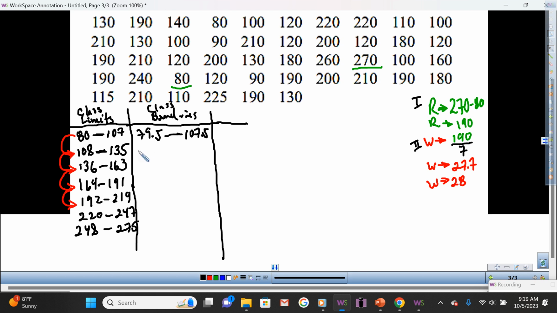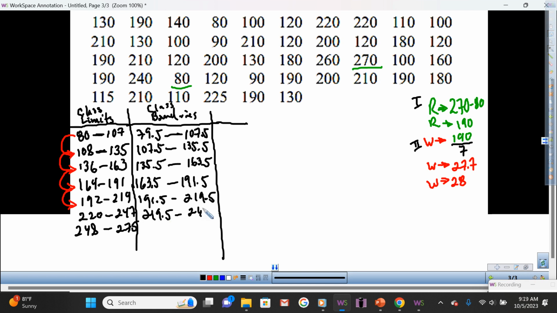Joel? Thank you. Next one, Jael. Yes. And I'll just expedite this: 163.5 to 191.5, 191.5 to 219.5, 219.5 to 247.5, and 247.5 all the way to 275.5. All right?